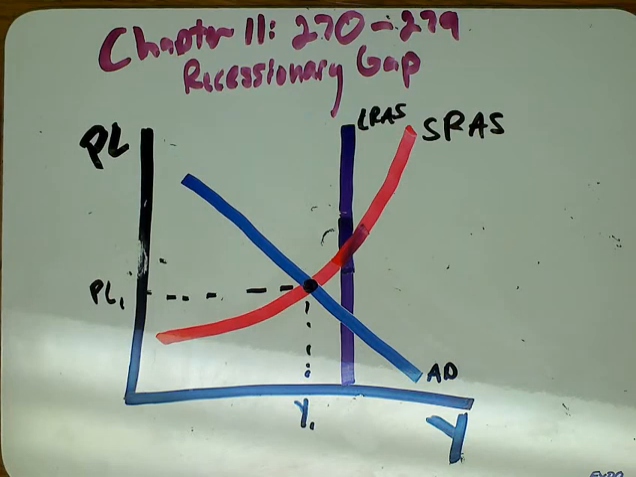But let's say we want to intervene in this economy. There's a couple things we can do. We need to be on this long run curve. So how do we do this? Most people would say, well, why doesn't the government do something? Well, let's try that first.